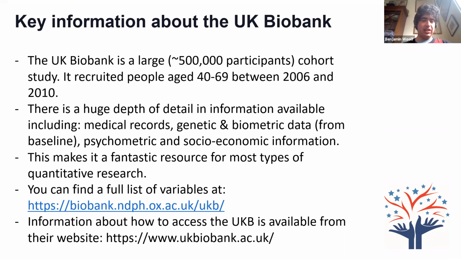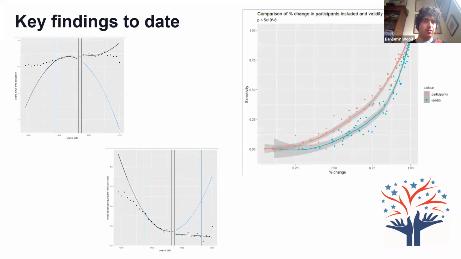And there are links available for looking at the summary data which they have. So if you're interested in finding out what variables there are, you can go to the link on this slide and search the variable, and it'll show you the mean, the distribution, etc. I use the UK Biobank for most of my research.